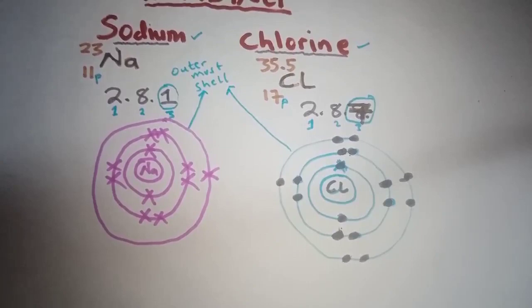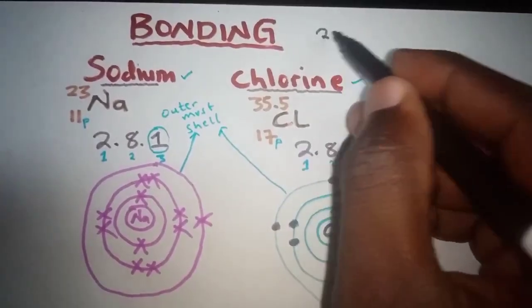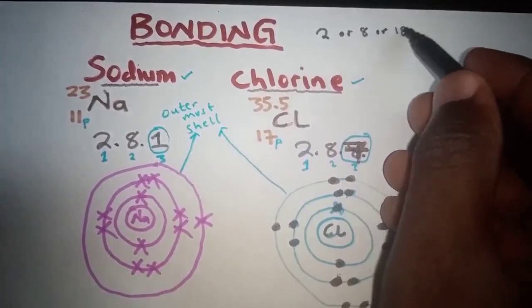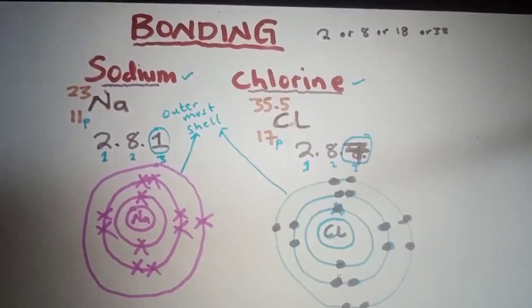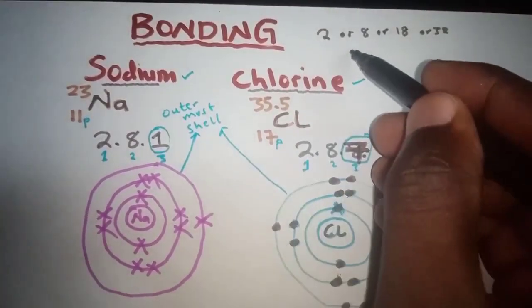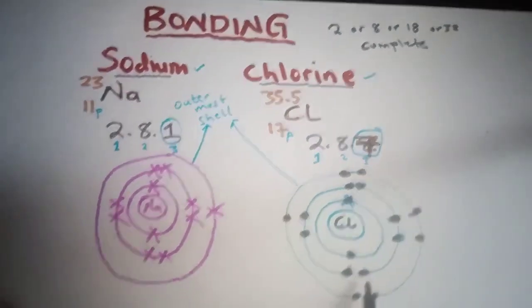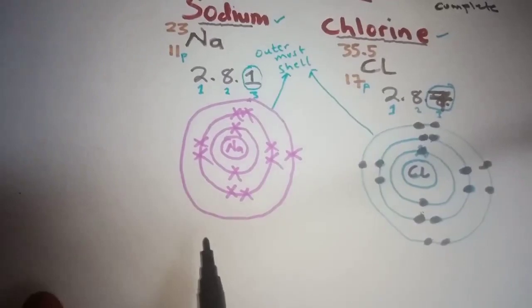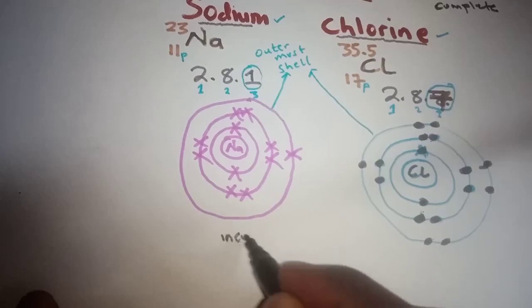For the outermost shell to be complete, it should have either 2 electrons, or 8 electrons, or 18 electrons, or 32 electrons. That's when you consider the outermost shell to be complete. But in this case, you only have 1 electron in the outermost shell. So we say that it is incomplete.